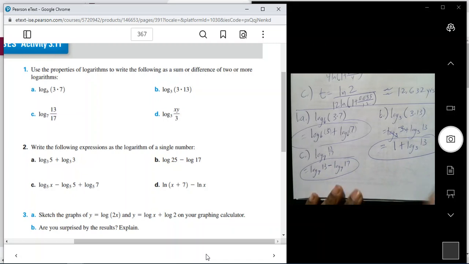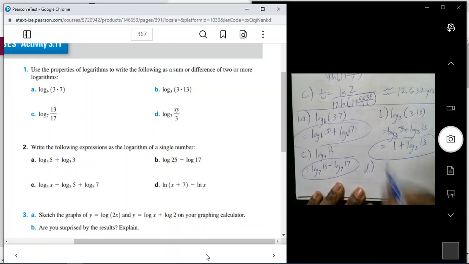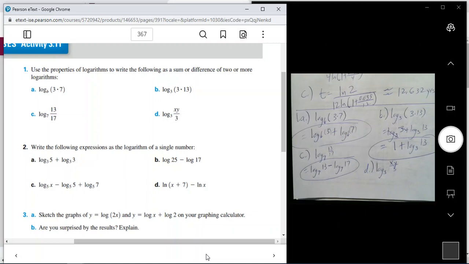Now we come to D. We have log base 3 of xy over 3. Now we got to be a little careful here because we have a division and multiplication. So what I would suggest is let's start with the numerator, which is x times y. So this will end up being log base 3 of x plus log base 3 of y. That would take care of your numerator.